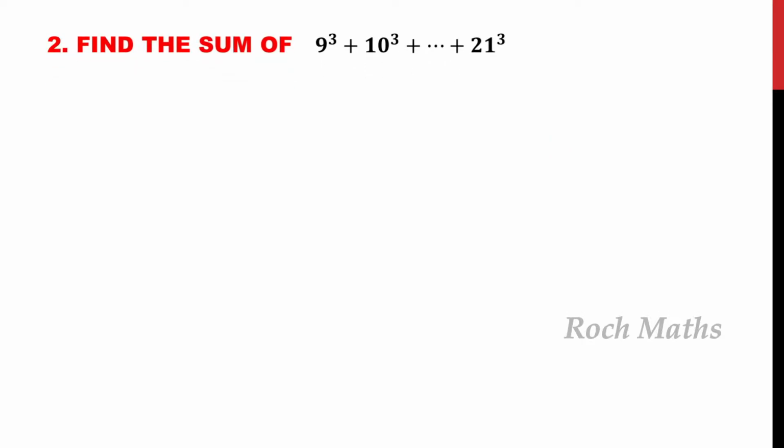Now look at the next example. Find the sum of 9 cube plus 10 cube plus etc. up to 21 cube. It is same as the sum of the cubes of first n natural numbers, but it doesn't start from 1. We have the formula from 1. 1 cube plus 2 cube plus 3 cube plus etc. up to n cube is equal to n into n plus 1 by 2 the whole square.